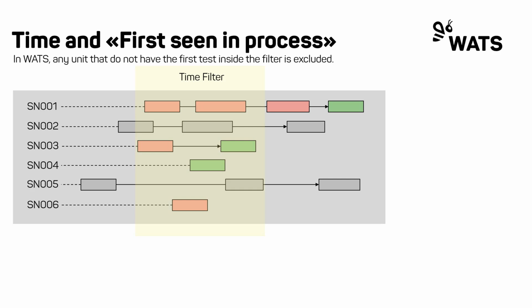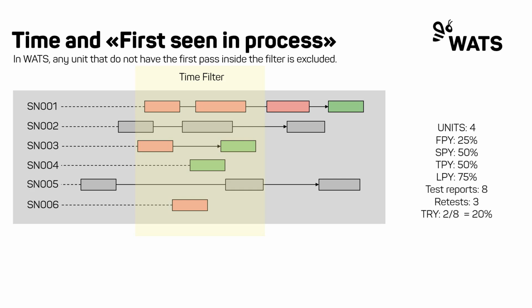Take third pass yield, for example. It measures all units passing within 3 runs. So we need the first run in the process as well. And therefore, including serial number 2 and 5 would be incorrect. That gives us the following results.